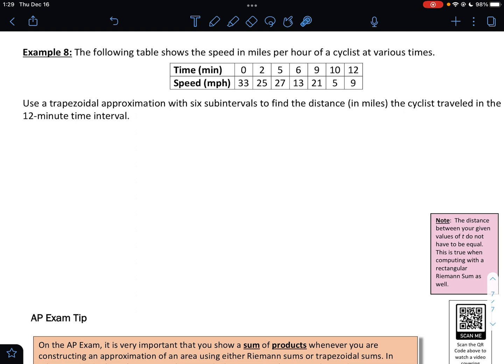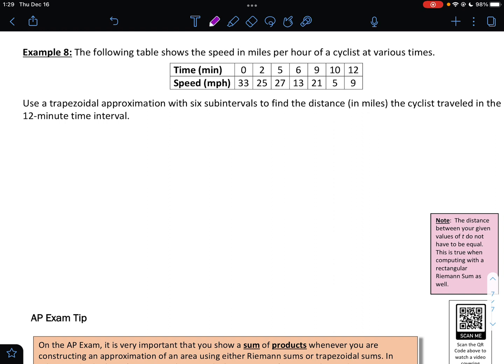Let's bring us to our last problem here. The following table shows the speed in miles per hour of a cyclist at various times. Use the trapezoidal approximation to find the distance in miles the cyclist travels in a 12-minute time interval.